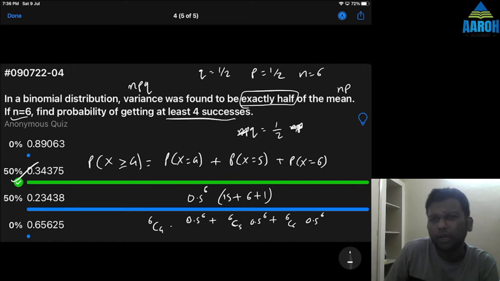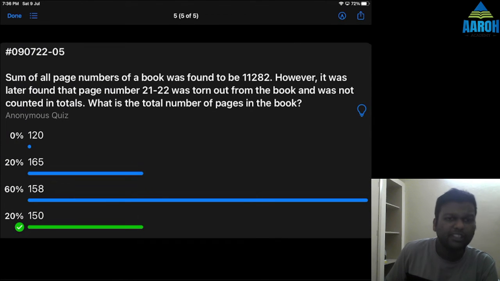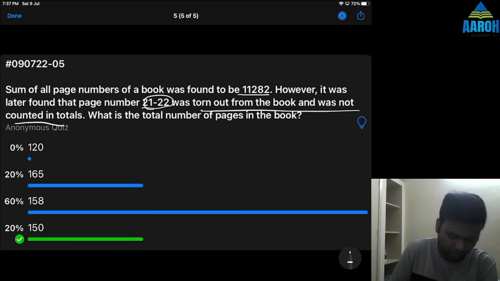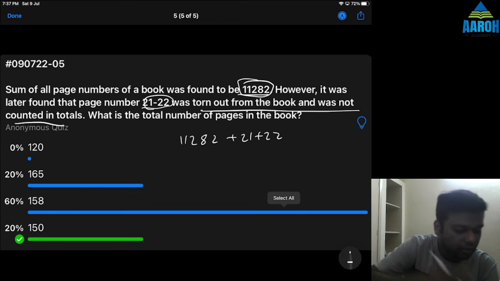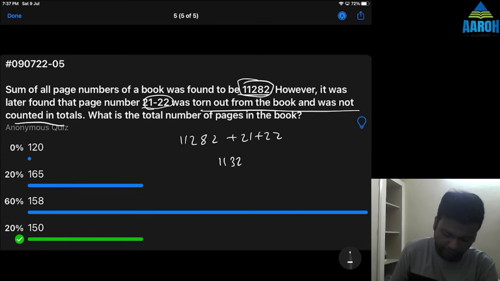Okay. We can use some shortcuts to get the answer directly. And last, sum of all page numbers of a book was found to be 11,282. However, it was later found that page numbers 21 and 22 were torn from the book and were not counted in the total. What is the total number of pages? Understand, this 11,282 does not include 21 and 22, right? So let's add it: 11,282 plus 21 plus 22. So the actual total is 11,325.